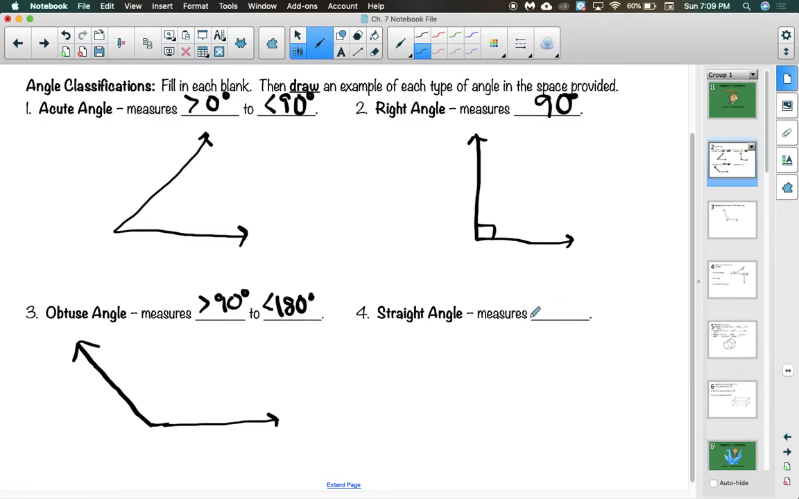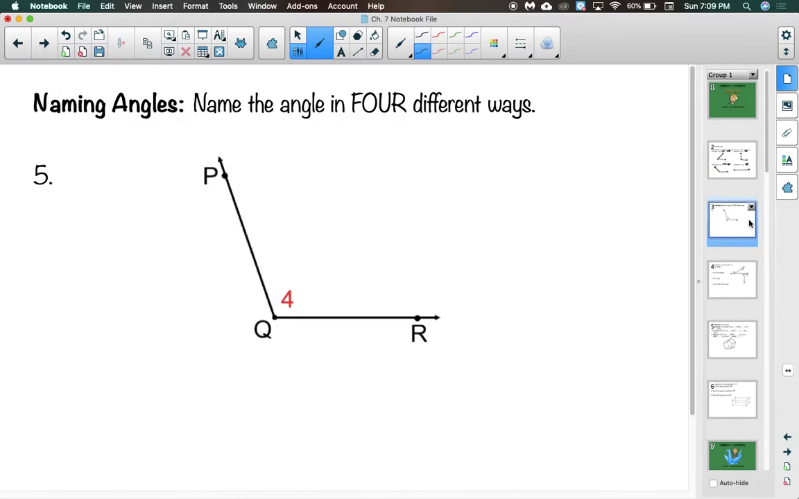And finally, a straight angle measures exactly 180 degrees. And a straight angle looks just like a straight line, and let me tell you this, there is no difference. Straight angles and straight lines are the same thing. We just name them a little differently sometimes, but please know they're the same. Okay, let's talk about naming angles. Naming angles is different. So classifying was putting them into groups based on their qualities.